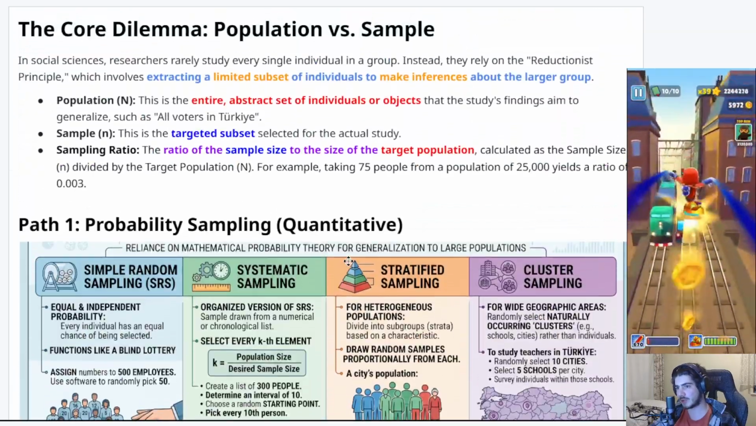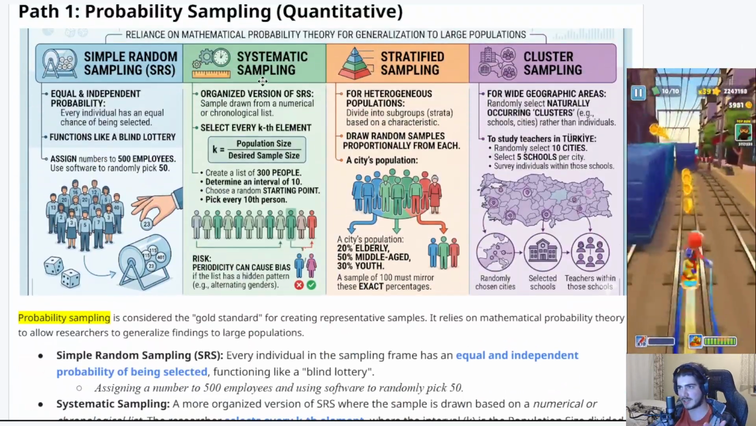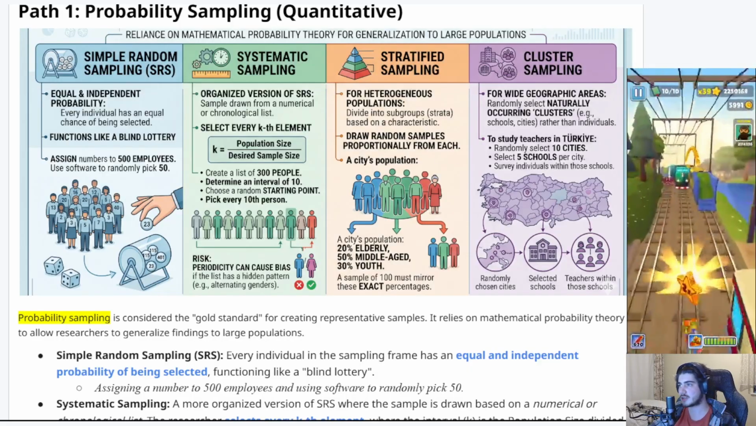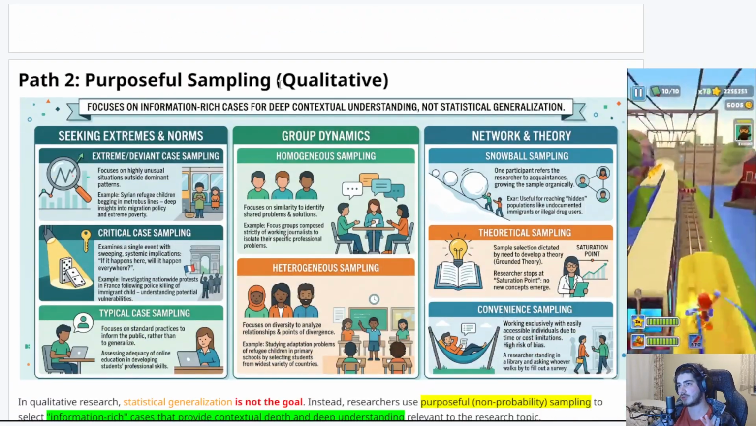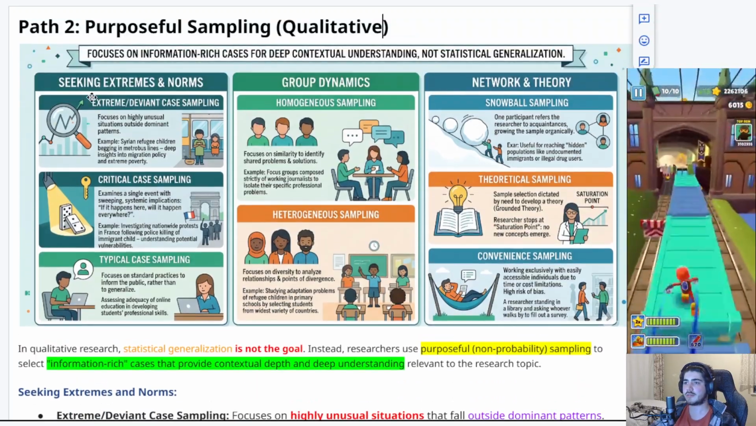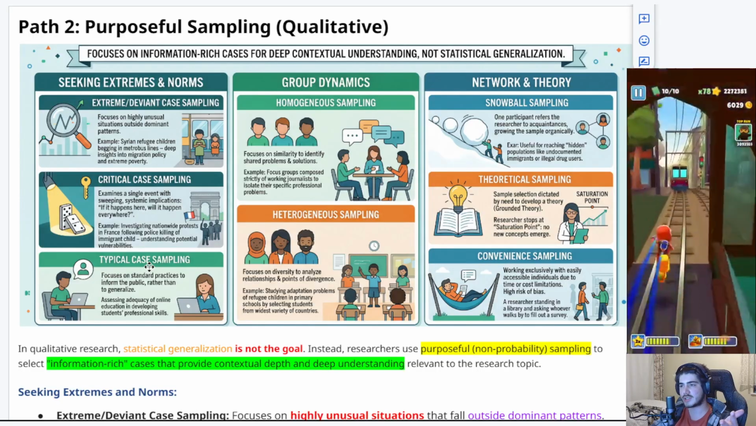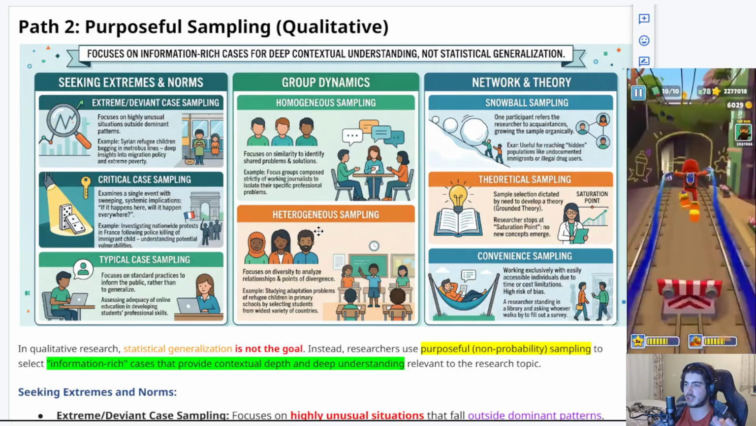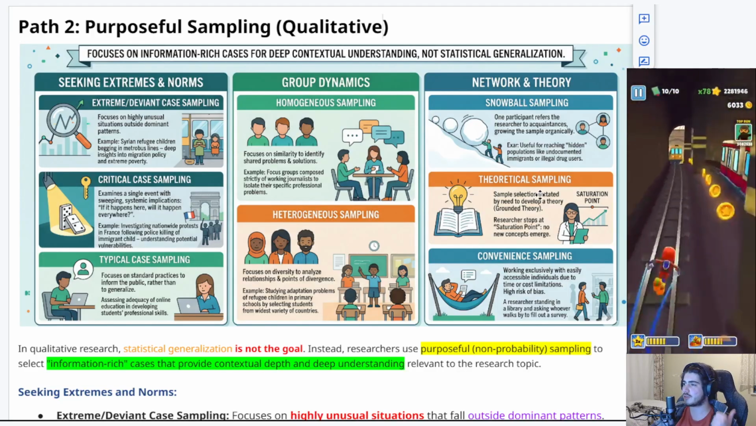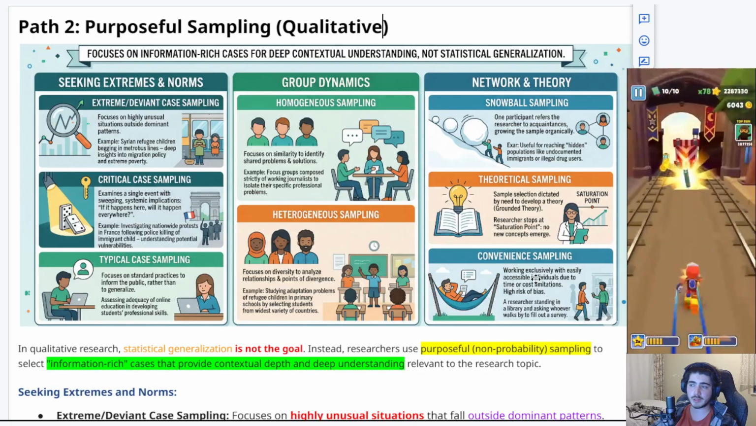To go over it quickly, we have SRS, systematic sampling, stratified sampling, cluster sampling. And for qualitative, we have extreme case sampling, critical case sampling, typical case sampling, homogeneous, heterogeneous, snowball, theoretical, and convenience sampling.